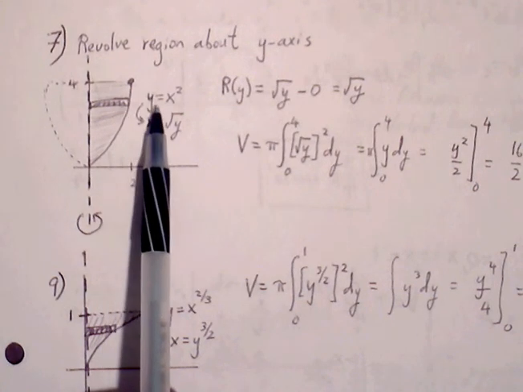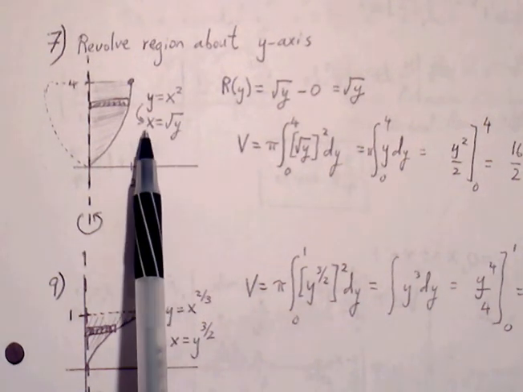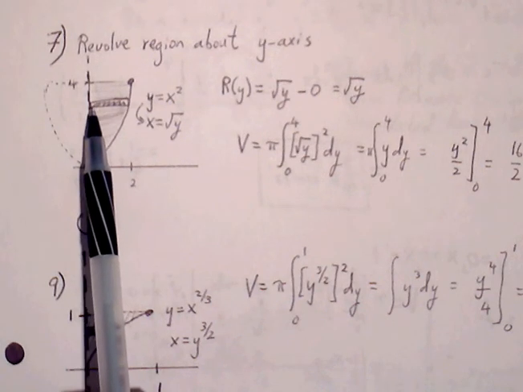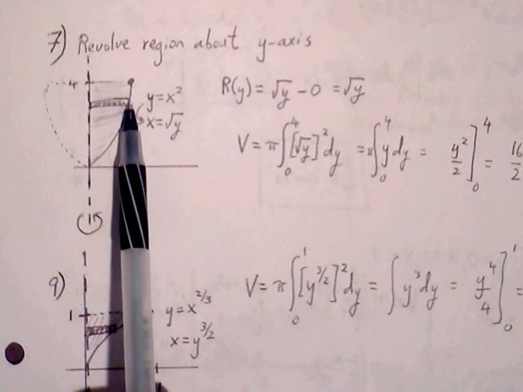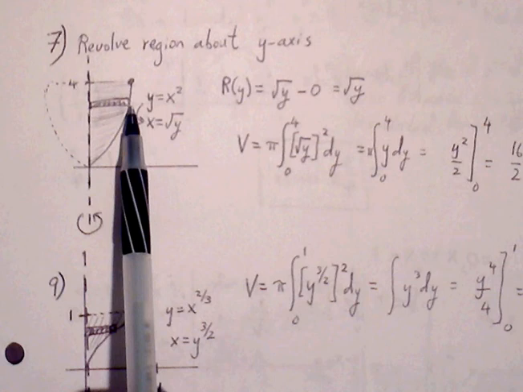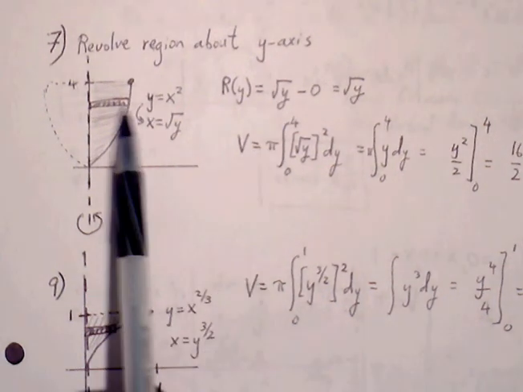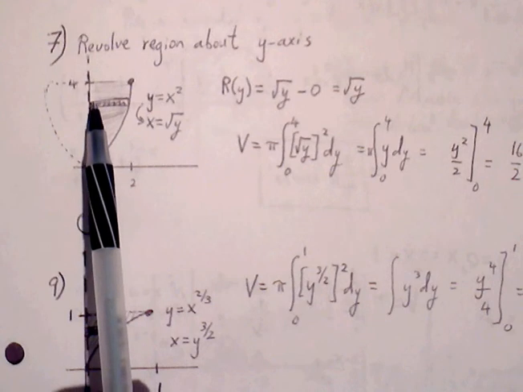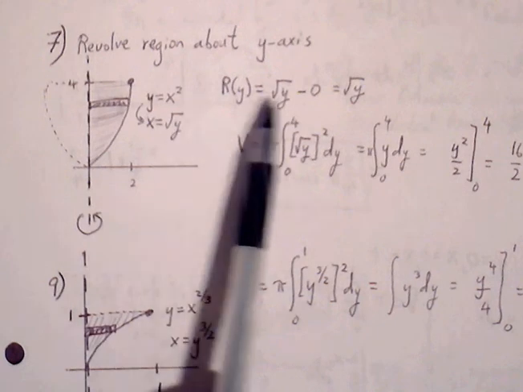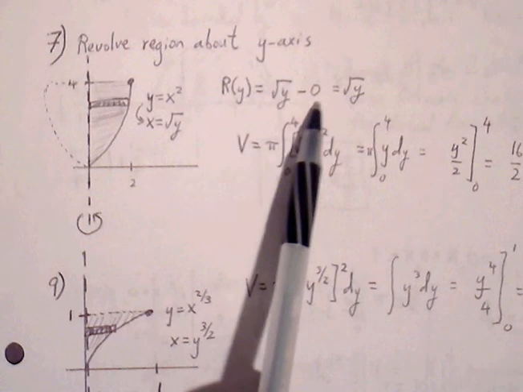So this equation, we have to make some adjustment. Y equals x squared. If we solve for x, x is equal to square root of y. Next, we want to find what r of y is equal to. So we look at this horizontal rectangle, determine that the right endpoint is touching the x equals root y. So square root of y will be the right graph. And the left, we look at the left endpoint of the rectangle, and it is right on the axis at x equals 0. So 0 will be the left graph. So we have square root of y minus 0, which is square root of y.